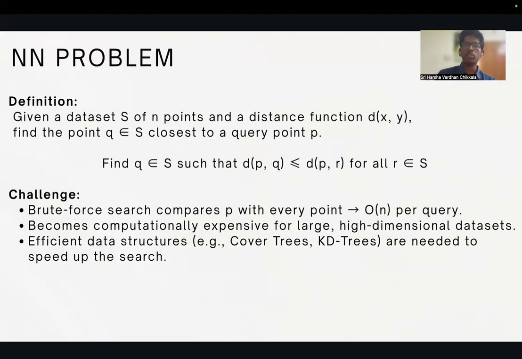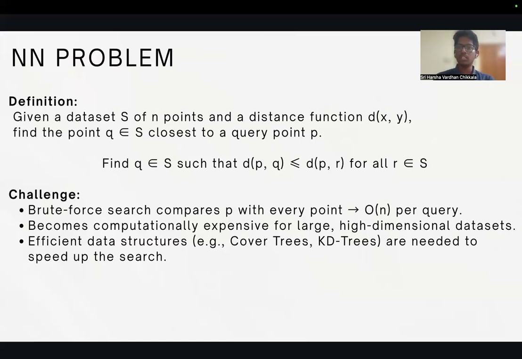Here comes the NN problem. The definition is: given a dataset S of n points and a distance function d(x, y), we need to find a point q that belongs to dataset S that is closest to the query point p. For example, suppose we have 100 points and we get a new point, and we need to find the nearest neighbor to the new point among the 100 points. We go to each point and find the distance between the new point and the existing point. This is how finding the nearest neighbor works.